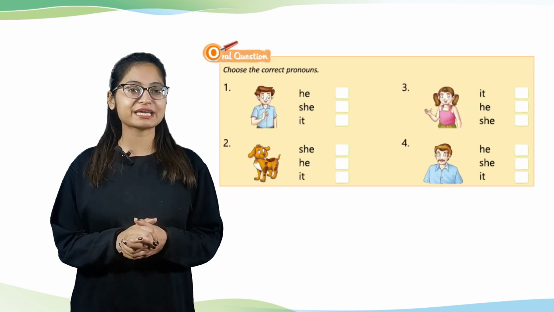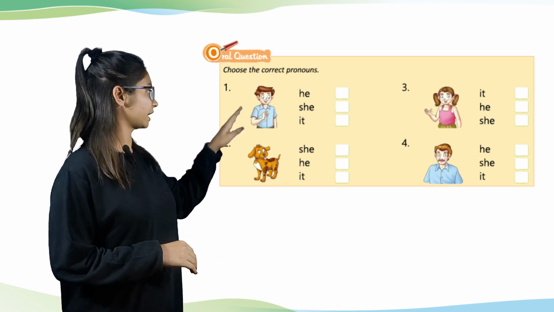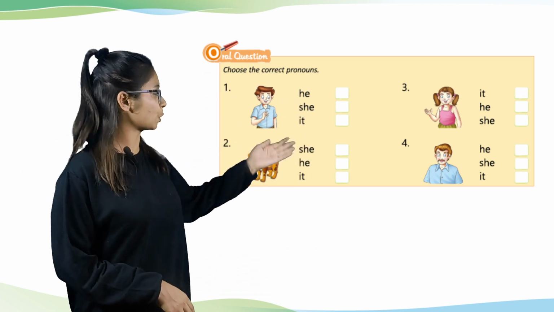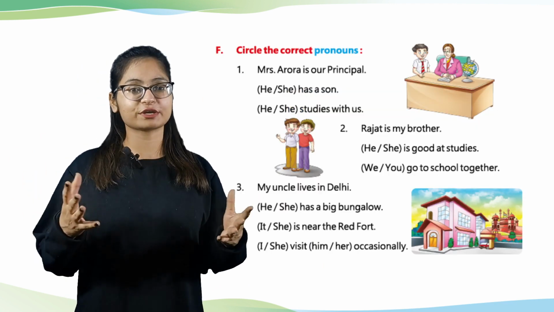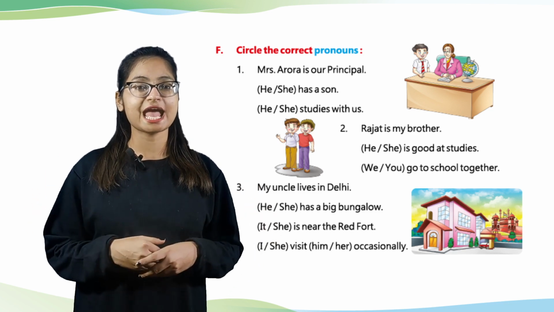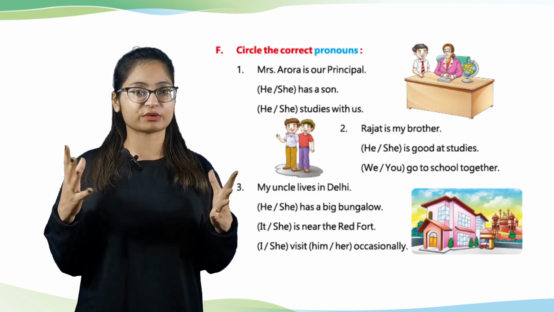Okay, students, let me ask you one oral question. Okay, so we have given numbers of picture. Okay, and you have given some options. You have to take it. Okay, students, you have to do this by yourself. Let's move forward. F, circle the correct pronoun.